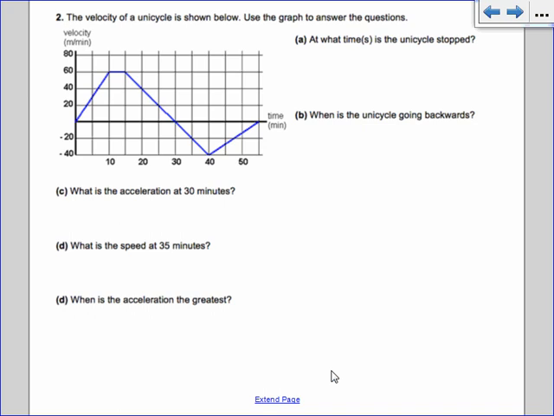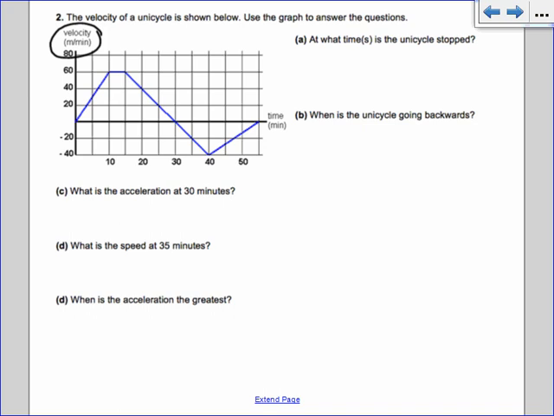All right, so anyways, the velocity of a unicycle is shown below. Use the graph to answer the questions. So this is a graph of the velocity. Always make sure you identify what your graph is of. It could be acceleration, it could be position, it could be anything. So know what you have graphed.